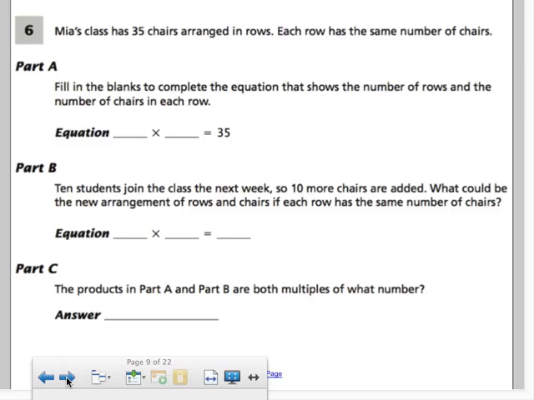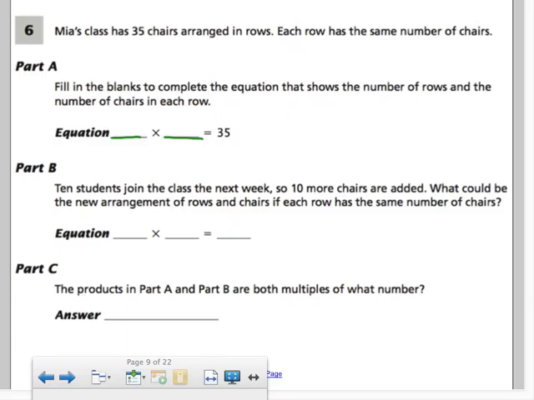Mia's class has 35 chairs arranged in rows. Hey, this is just like my talent show problem. Each row has the same number of chairs. Okay? Fill in the blanks to complete the equation that shows the number of rows and the number of chairs in each row. This is almost exactly like my talent show problem. So something times something is going to give you those 35 chairs you need in nice little neat rows. That's easy enough that you can keep it to yourself.